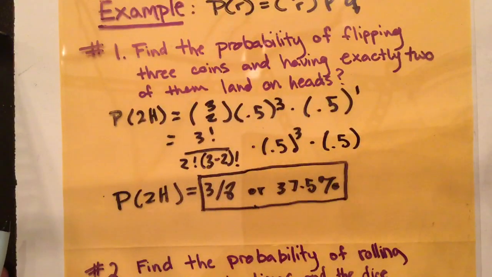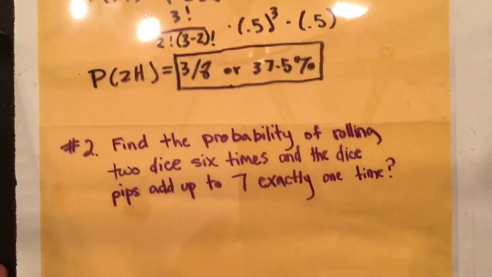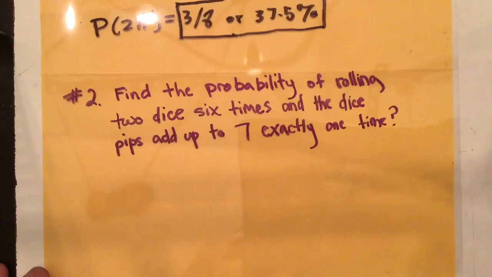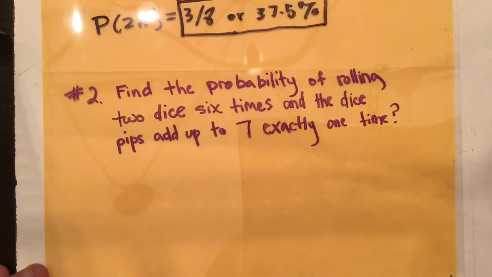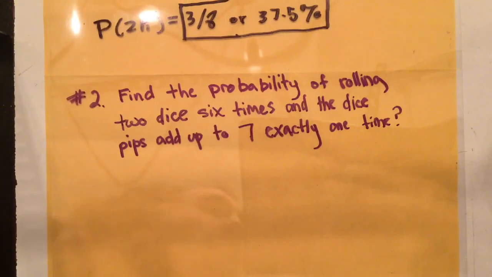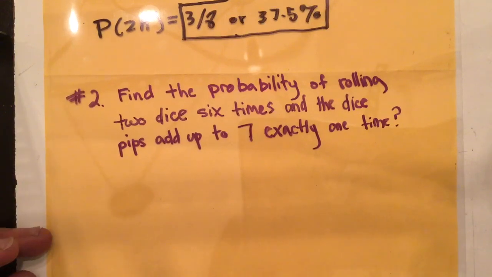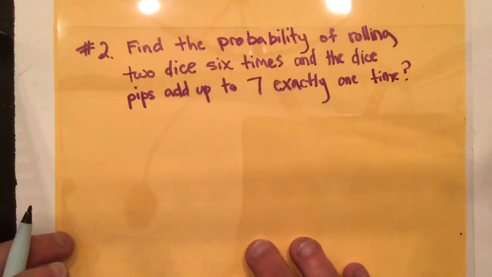Alright, so there is our first example problem. And so here, moving on to our second one. Number 2, they're asking us to find the probability of rolling 2 dice 6 times and the dice pips adding up to 7 exactly 1 time. When it says the dice pips, that just means the number on the dice. They're called pips. So basically you're rolling 2 dice and trying to get them to add up to 7, exactly 1 time from rolling the dice 6 times total. This again is also binomial distribution, just like the previous problem.